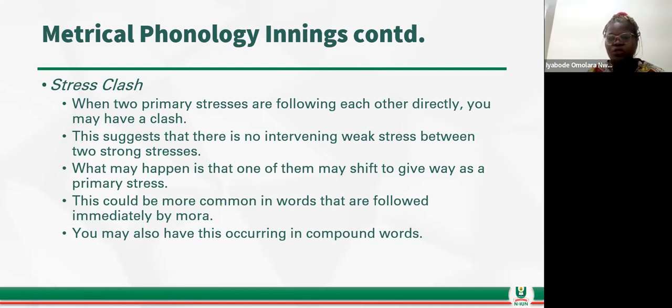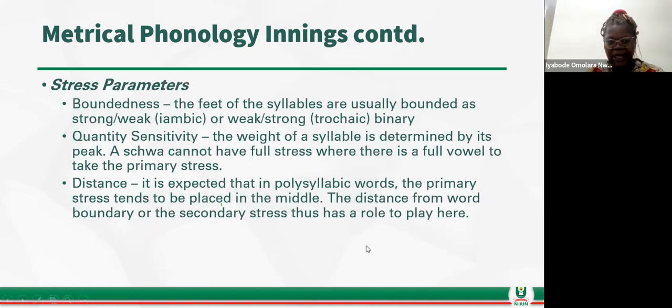So this changing of position of the primary stress is at times caused by two strong stresses standing side by side. But like I said, you may easily have that occurring in full. When you talk about school, it has full stress. When you talk about, say, classroom, they are both supposed to have primary stress. But what you usually have in such compounds is the primary stress shifting forward, and then the secondary stress being the one behind. So this is what you usually have at times. That's where you try to resolve the case of stress clash.